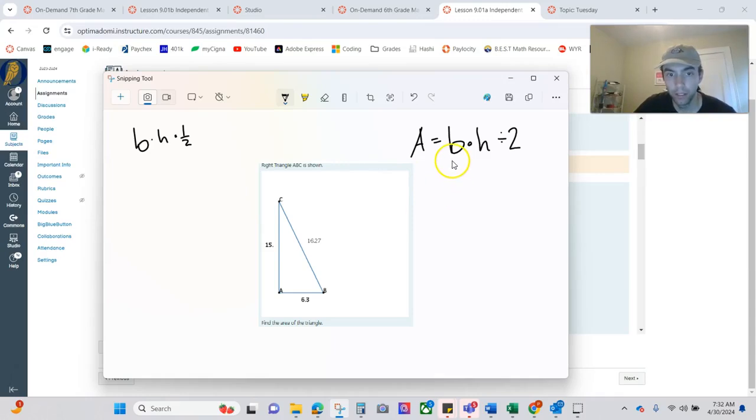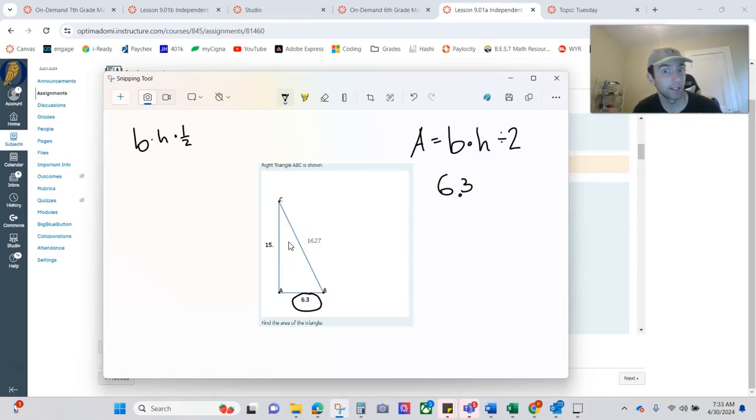So, what is our base? The base is a flat side of the shape on the top or bottom. We have a flat side on the bottom, so that can be our base. The height of the triangle is a straight up and down line from the base to the topmost point.